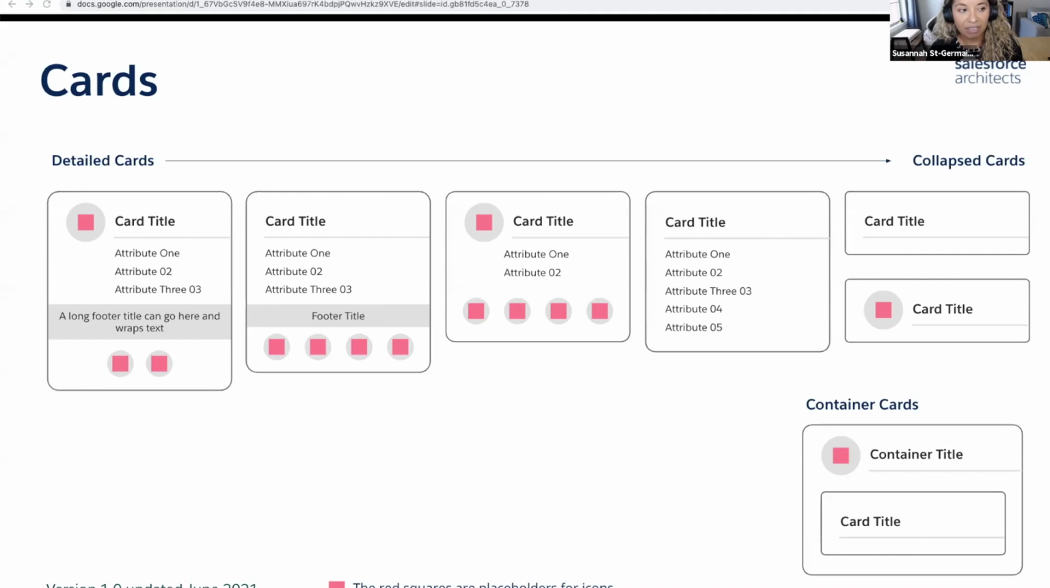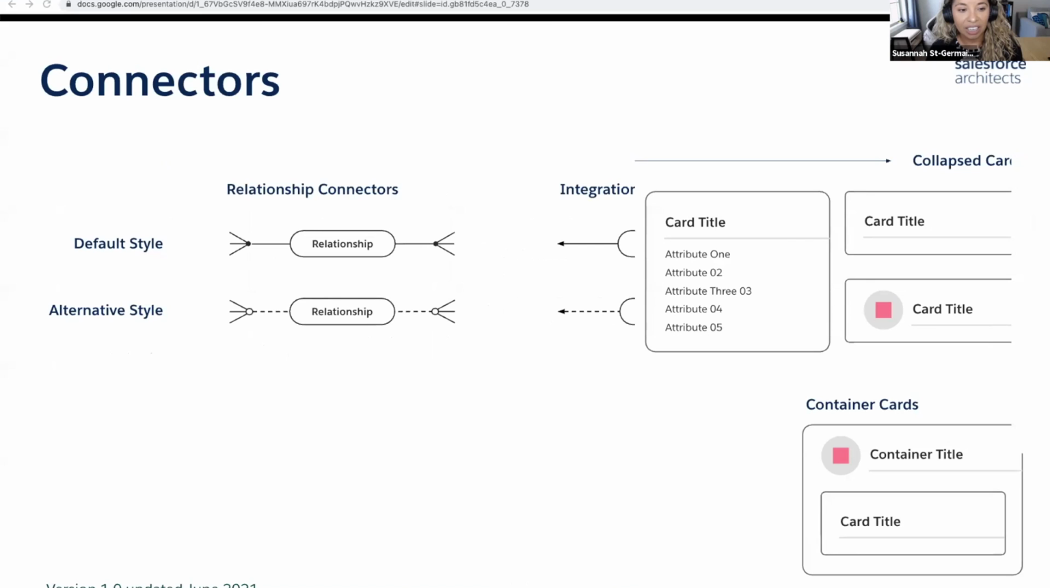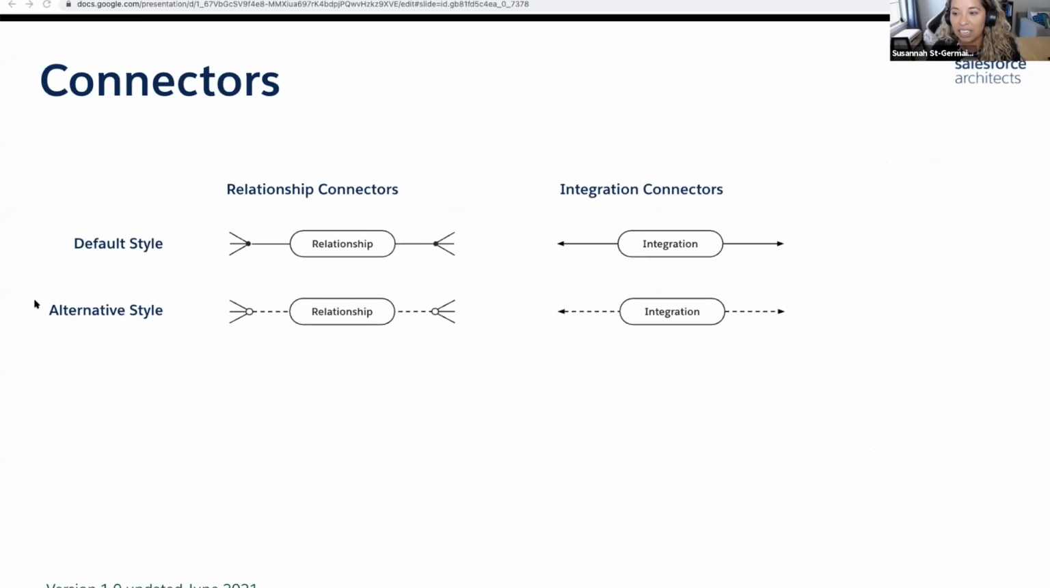And then again, a bit of something you guys have seen before. Likely this is not new news. And I don't know what's going on with my slide advancement, but there it is. Our connectors. So the way that we connect our cards are via either relationship connectors, and these use the traditional crow's feet annotation that's available.